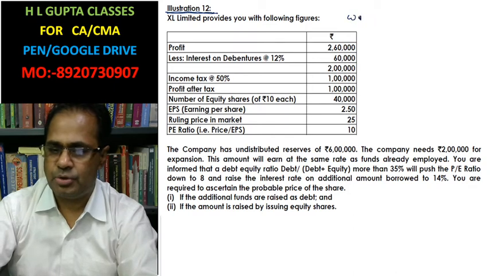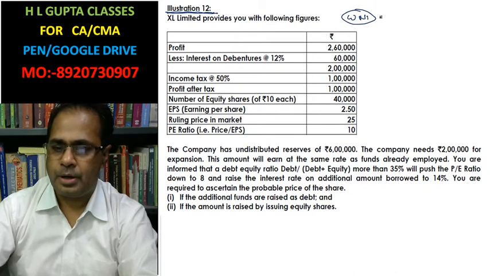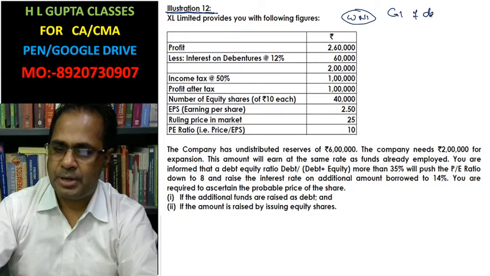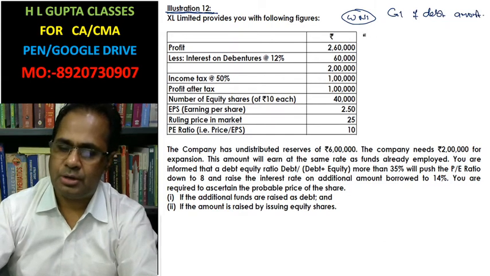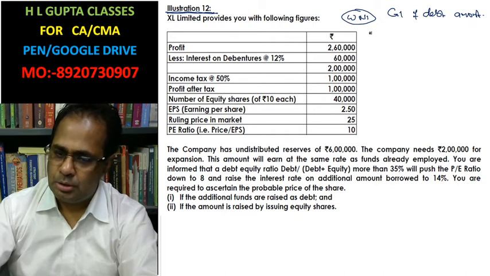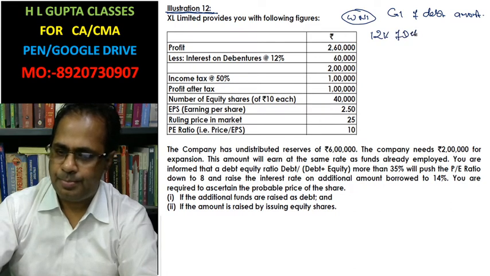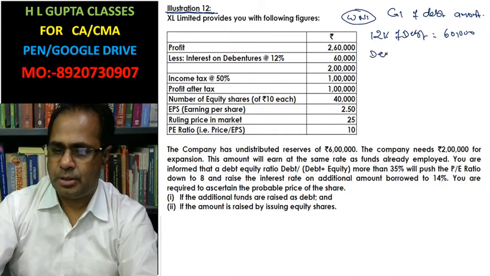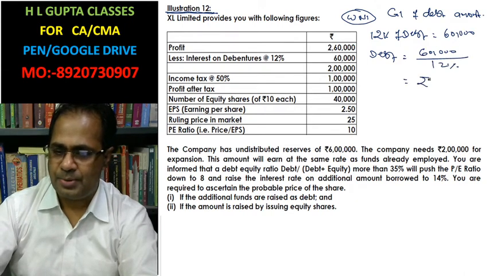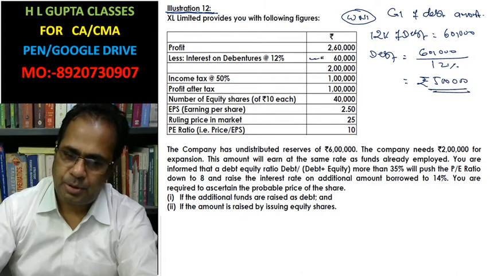Working note first you need to calculate here. Calculation of debt amount. Okay, who will calculate debt amount? 12% of debt, that is just 60,000. Then what will be the debt here? Debt is just 60,000 divided by 12%, it will be rupees 5 lakh. Okay, then debt amount we have calculated.